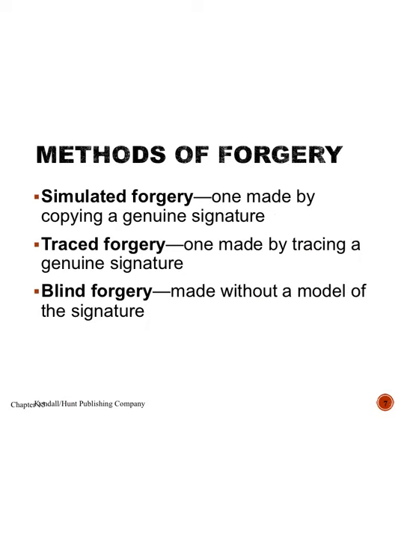All right, so there's a couple different ways that you can forge something. You guys probably, when you were younger, did trace forgeries. So think about it. You find a picture and you want to copy it, so you're going to put one piece of paper over the other, and you're going to hold it up to the window so you can actually trace it. So when I look at a trace forgery, I'm going to be able to trace a genuine signature.